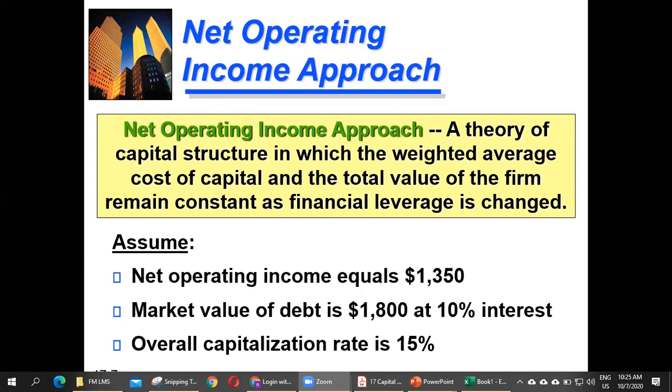Can you calculate the value of the firm? How much? Net operating profit, operating profit divided by KO. How much? Answer. Isuru, please post the answer. How much is the value of the firm?